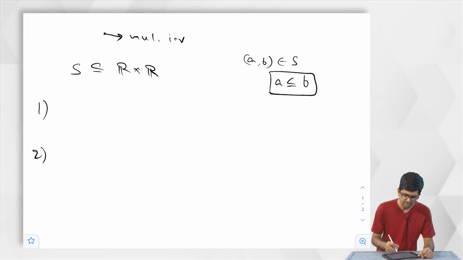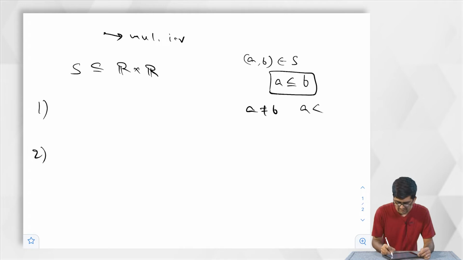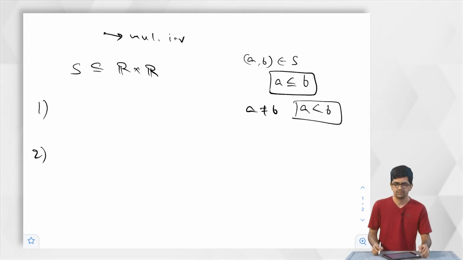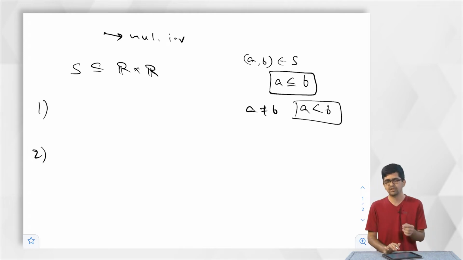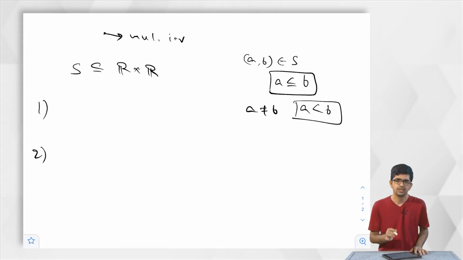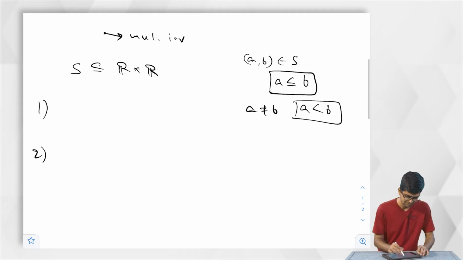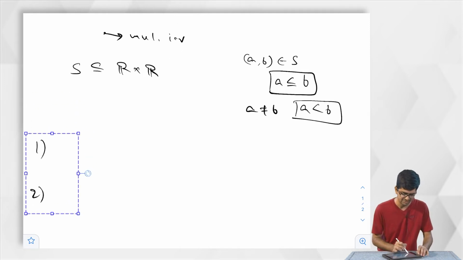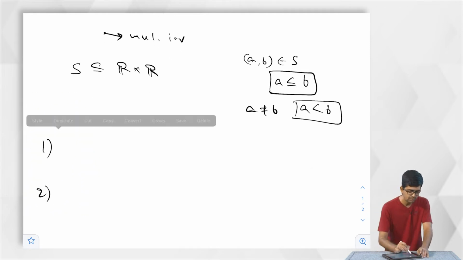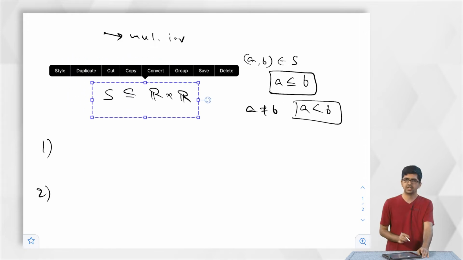Then if A comma B belongs to S and I know that A is not equal to B, then we will simply write A less than B. So A less than or equal to B means A comma B belongs to S, and A less than B means A comma B belongs to S and A is not equal to B. So this is one notational clarification.